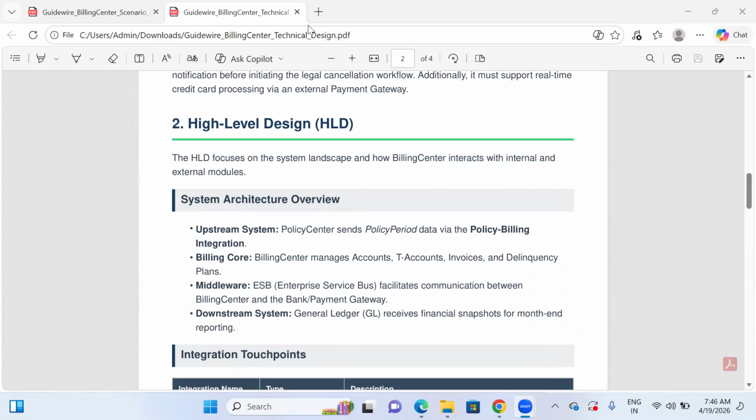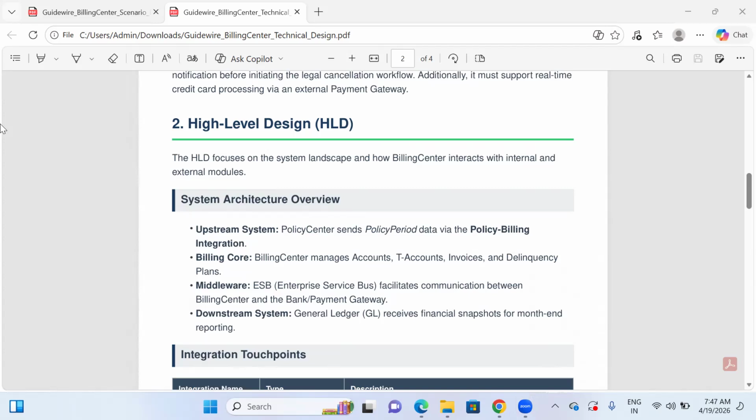The third one is middleware, where we use an enterprise service bus so that we can perform communication between Billing Center and the payment gateway system we are using. Everything will be part of middleware, so an ESB, enterprise service bus, can be used here. The last one is the downstream system, because whenever a payment is initiated, the general ledgers receive the financial snapshots for month-end reporting, because every month a customer is paying. Month-end reporting has to be generated, so for that a downstream system is required.